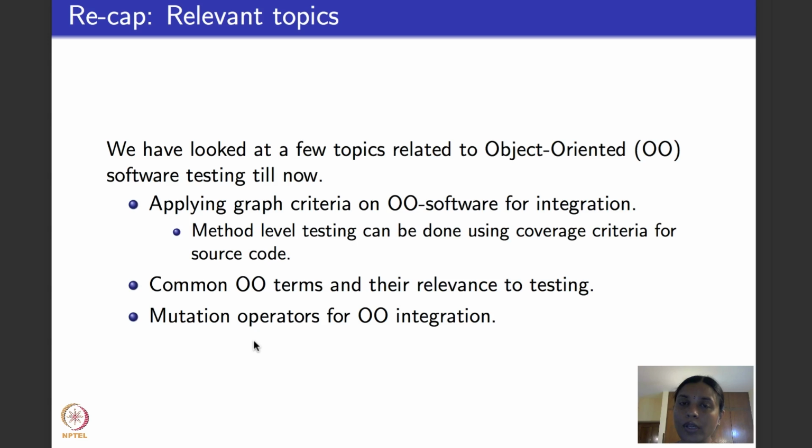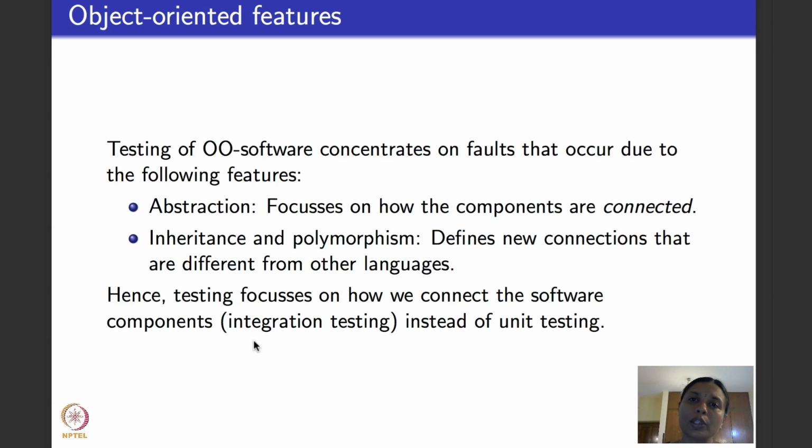And then I told you we also saw common object-oriented terms and introduced them as they are relevant to testing. To reiterate, it was not meant to be a thorough introduction to object-oriented programming, but only a list of features as we would need for testing. And when we did mutation operators, specifically integration testing mutation operators, we saw operators for object-oriented integration also. So now I'll introduce and recap some of the relevant object-oriented features that we will need for this lecture and the next couple of lectures.